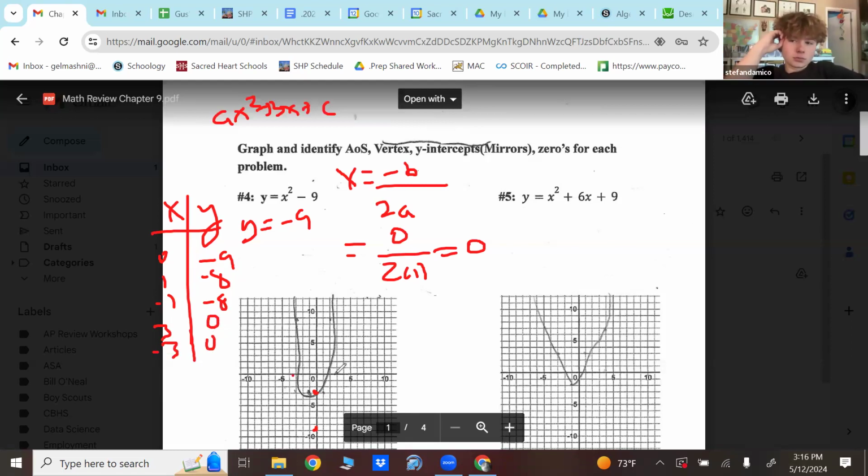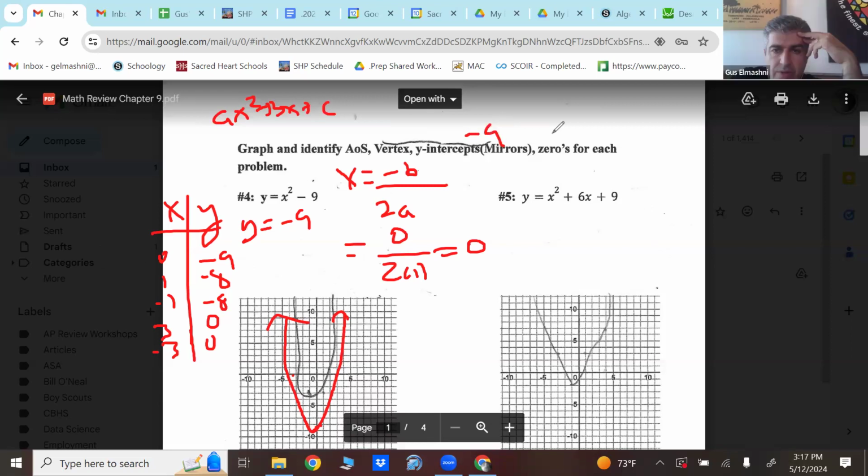Well, mine's a little sloppy too, but that's how it looks. Good, you're good. And the y-intercept, of course, is -9. The zeros are plus or minus 3. So, okay, the vertex is 0, -9.